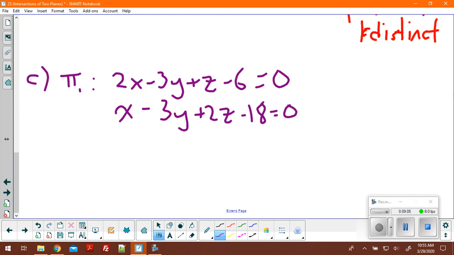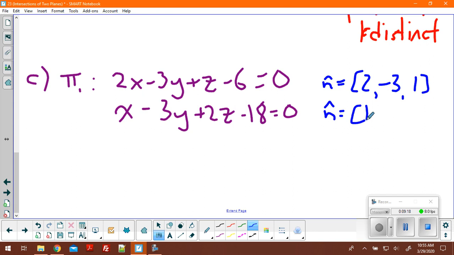Okay, we have a quick look at the normals. So my first normal, again, is 2, negative 3, 1. And my second normal is 1, negative 3, 2. These are definitely not scalar multiples because for my y coordinate, I would be multiplying by 1, and for everything else, they change. So they're not parallel. They'll definitely intersect in a line.